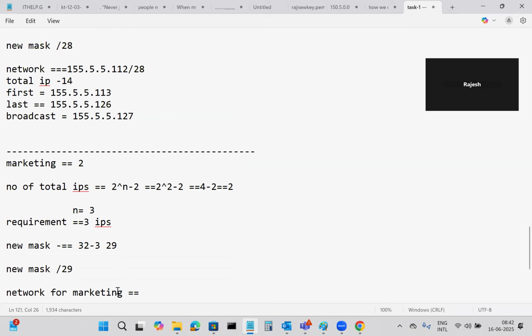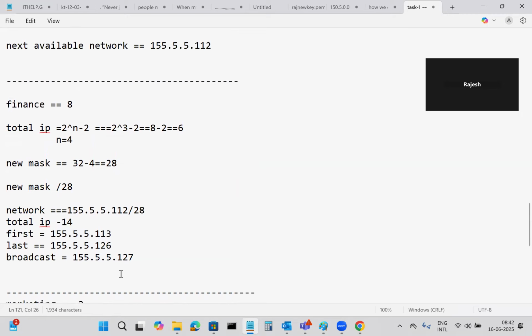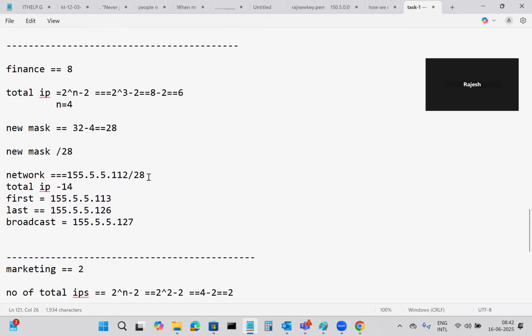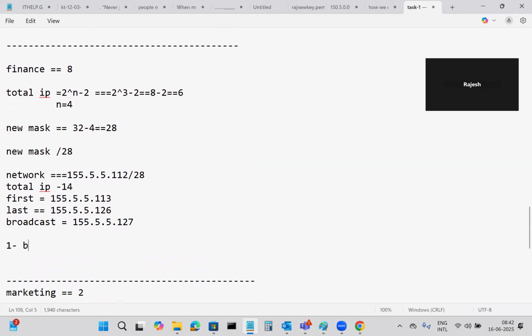For finding the network for marketing, I will go back to my finance department. What is the finance department mask? 28. So obviously I will write down my block size. What is the block size? Block size is 16, because only 4 zeros are there. So block size is 16.